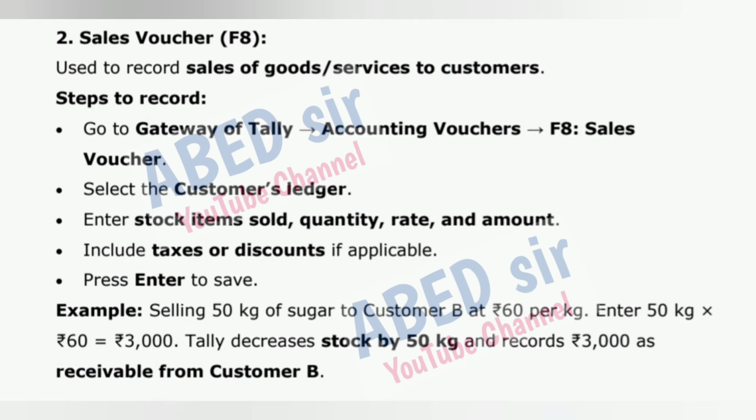Press Enter to save. Example, selling 50 kilograms of sugar to customer B at 60 rupees per kg. Enter 50 kilograms times 60 rupees is equal to 3,000 rupees. Tally decreases stock by 50 kilograms and records 3,000 rupees as receivable from customer B.